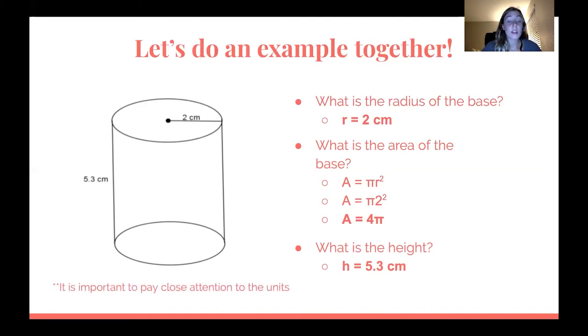And it is important to pay very close attention to the units that are being used, because when we want to mark our answers correct, make sure you're paying close attention that you are using the right units and also marking as squared or cubed, especially for volume.